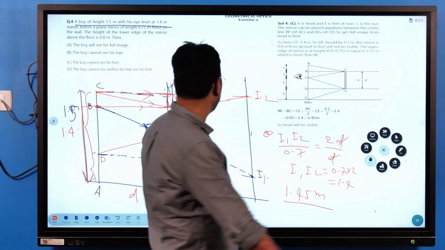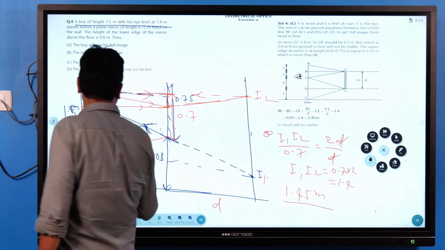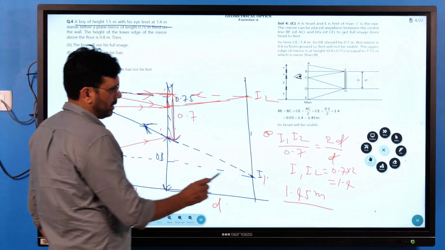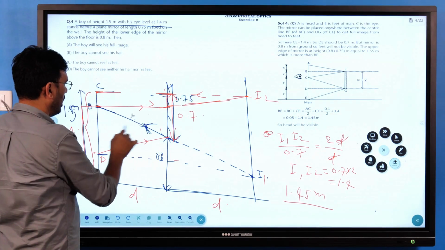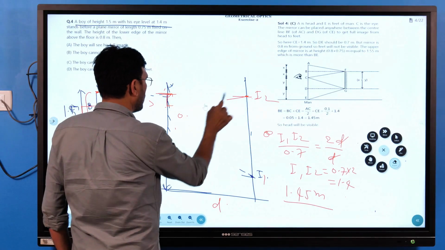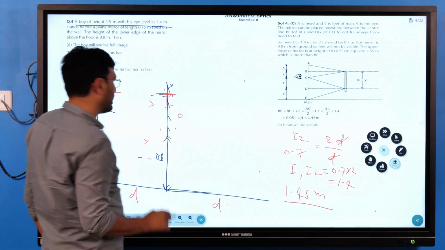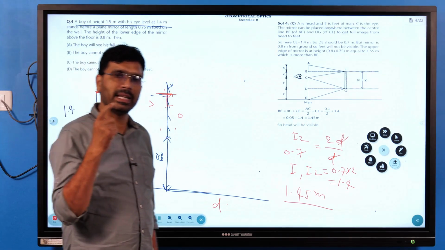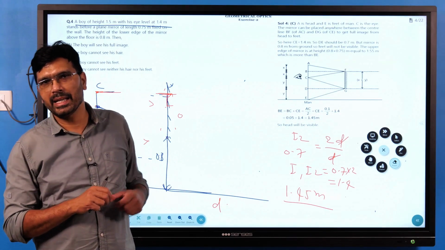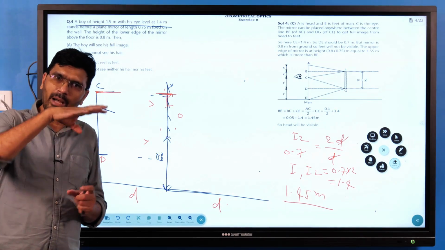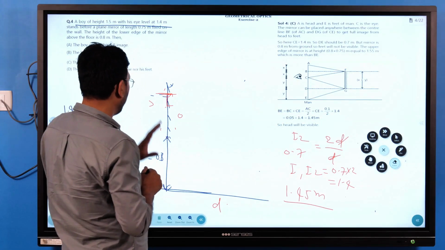The other way of doing the same sum is like this. See the full height of the mirror. To see the person's full image, the length of the mirror should be half of the person's height, and it should be installed at a height half of the height of the person. So see here how much portion of the mirror is going to be used.